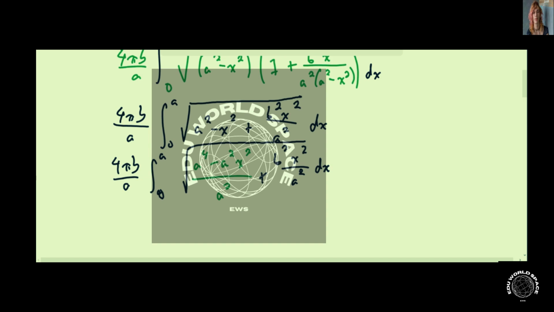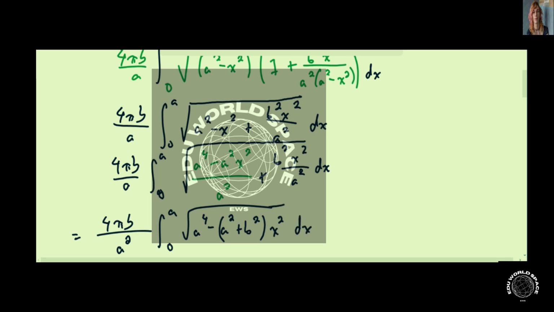And we can factor out the a squared here. So that will be 4 pi b over, if I factor out the 1 over a squared in the root, it's going to become a 1 over a when I bring it outside the root. So I can move this a squared here. That will mean we have an integral from 0 to a of the square root of a to the fourth minus a squared x squared. But let me write it like this. It will be written as a squared plus b squared times x squared dx.